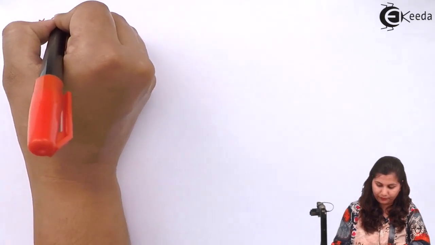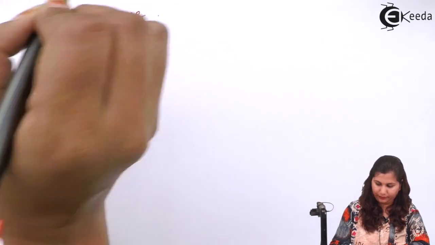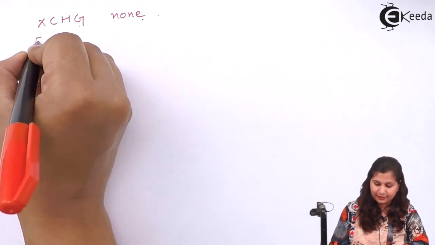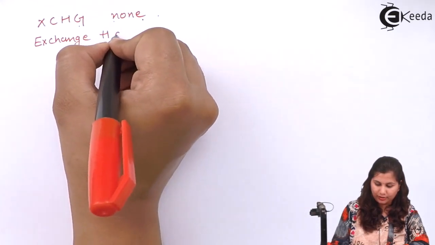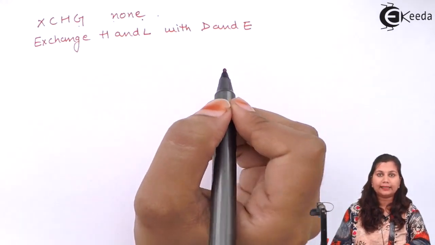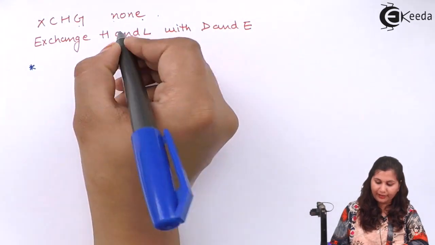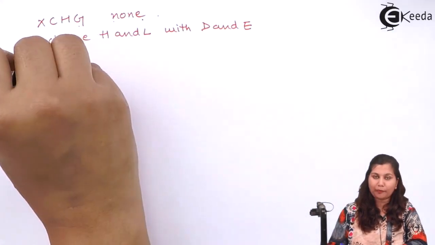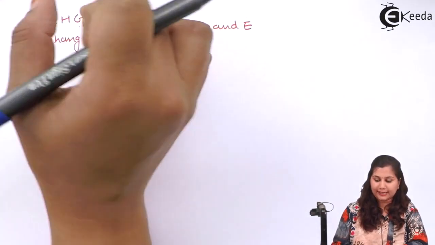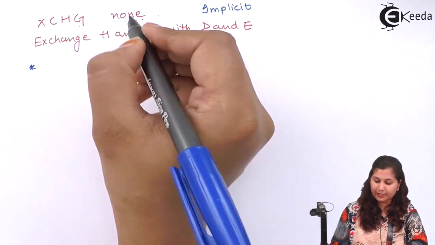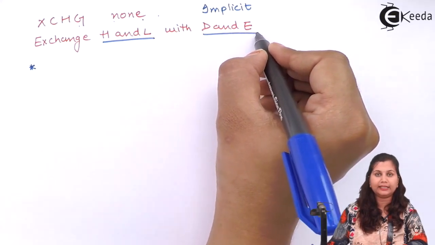Next instruction we have is XCHG, exchange. This instruction has no operand in it, that is why I have written none here, and this is exchange H and L with D and E. We have the register pairs HL, BC, DE. So it is involving the HL and DE register pairs. So operand and operation both are given in the instruction itself. So it is a kind of implicit addressing, because the operand is already given in the instruction, that is, exchange the H and L register pair with the D and E register pair.